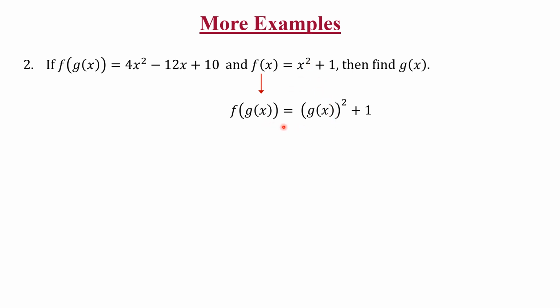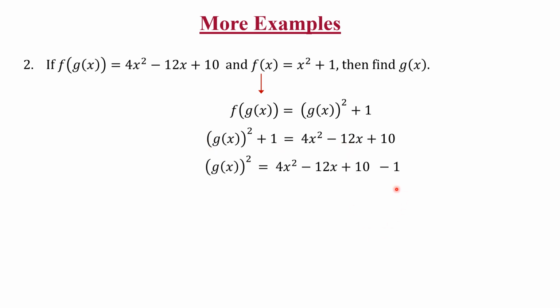And then since this is the f of g, and we have given f of g here, we can equate the two. So this square root of g plus 1 will be equal to this polynomial. And then solving for the square root of g, we will move 1 to the other side, and then simplifying the right side will give us this polynomial. And since this polynomial is a perfect square trinomial, we can factor this as a square of 2x minus 3 in relation to square root of g of x. We can get the square root of both sides to get rid of the power 2.